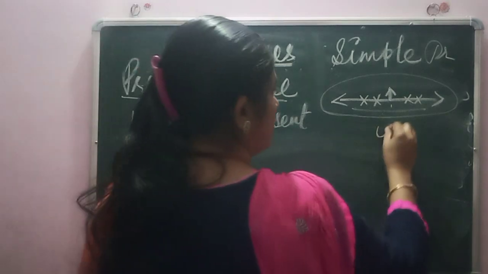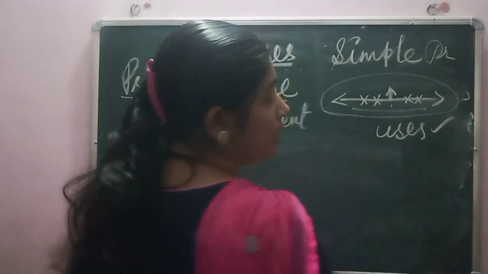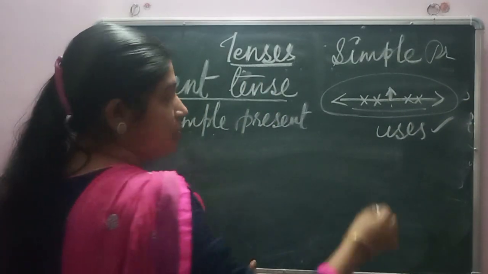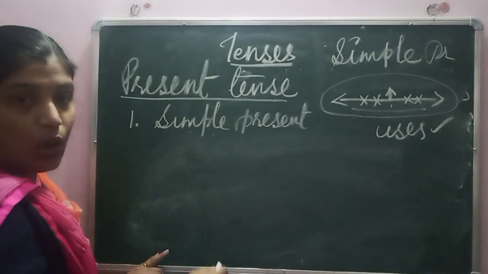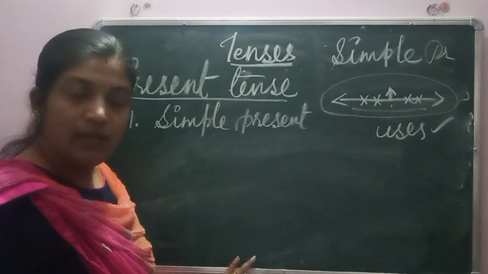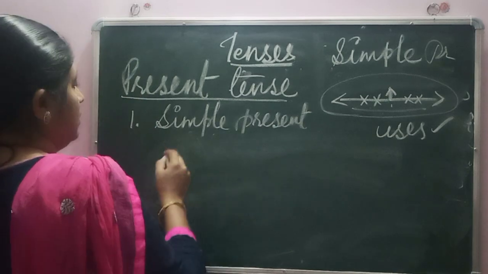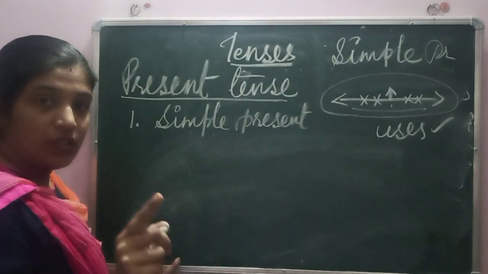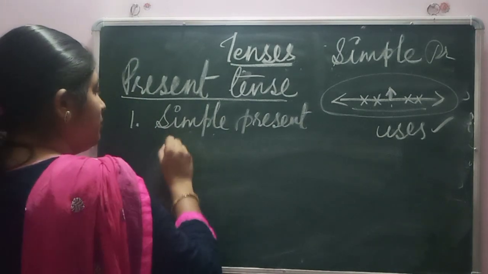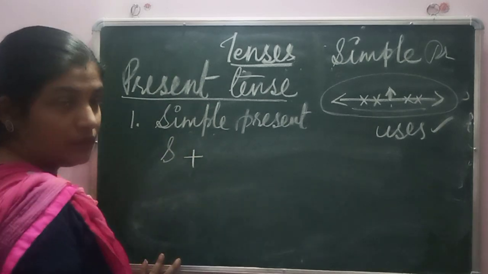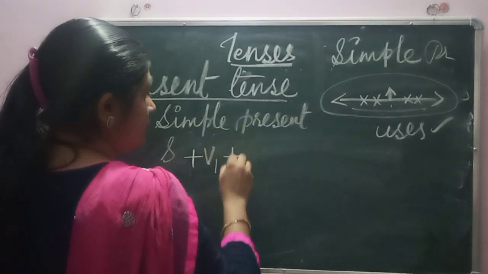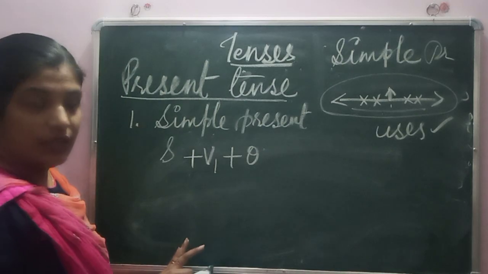First we have learned uses. Now the form or the structure. That means how a sentence will be formed in simple present tense. The structure will be, it is very important, you have to study this: subject plus V1 plus object. Now listen here carefully.